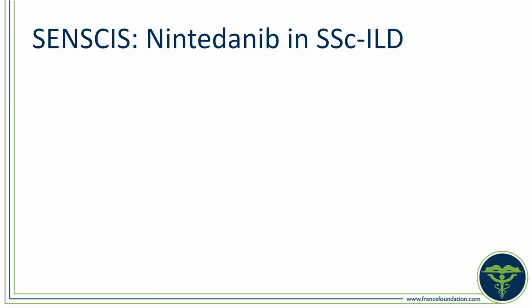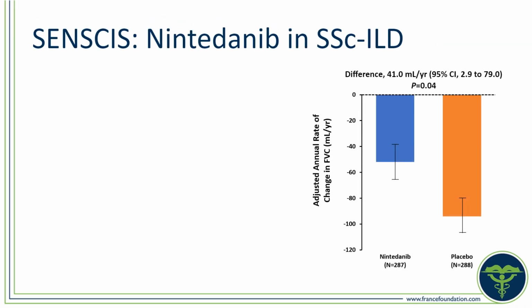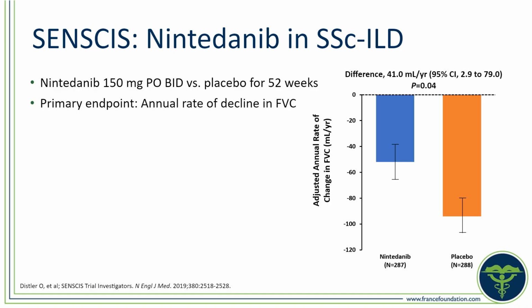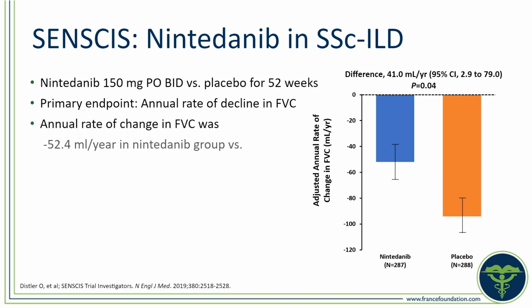The SENSCIS study evaluated nintedanib in SSc-ILD. And this study compared 150 milligrams of nintedanib twice daily compared to placebo for 52 weeks. The primary endpoint in the study was the annual rate of decline in forced vital capacity. What the study found was that the annual rate of change in FVC was minus 52.4 milliliters per year in the nintedanib group compared to negative 93.3 milliliters per year in the placebo group.